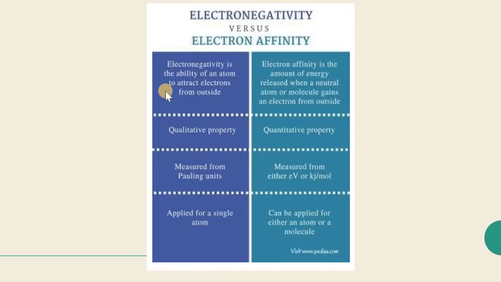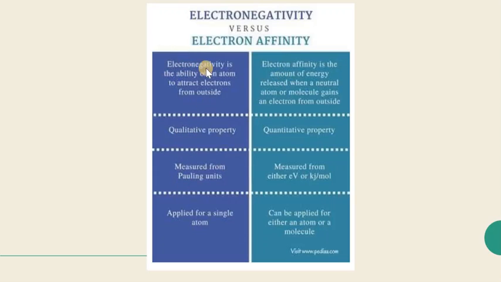Whereas electron affinity is the amount of energy released when a neutral atom or molecule gains an extra electron from outside. So electron affinity shows the tendency to attract the electron which is coming inside the orbital of the atom, and how tightly the atom is able to hold that extra electron in its orbital. So electronegativity is attraction for an electron which is present outside the atom, whereas electron affinity is attraction for the extra electron coming inside the orbital of that atom.